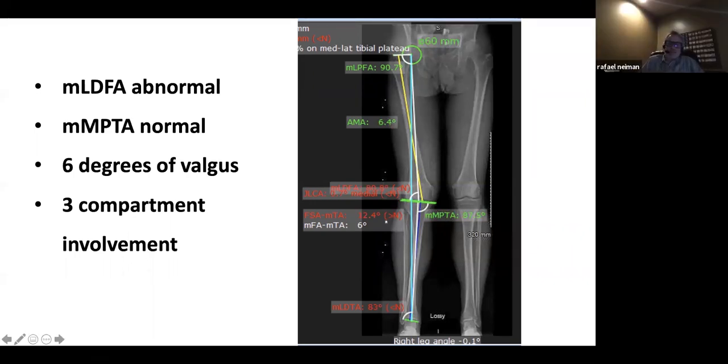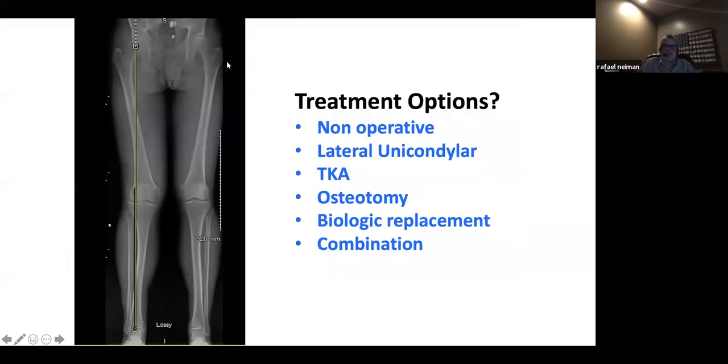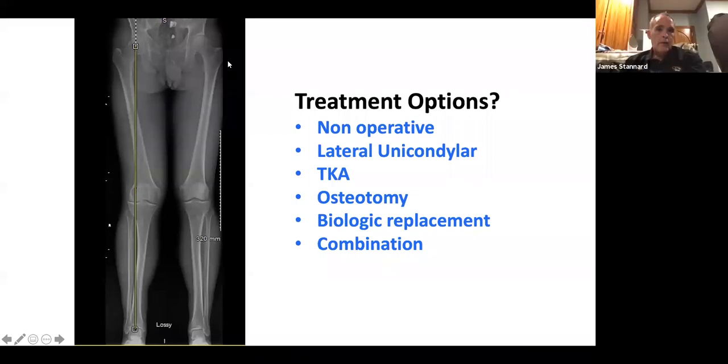Anything biological is going to need a horizontal joint line. And so even if you correct the femur and you say his MPTA is normal, it's going to be loading that medial side unless you do something to level the entire joint. Right. So I agree with that. I think you've got to address the joint malalignment no matter what.